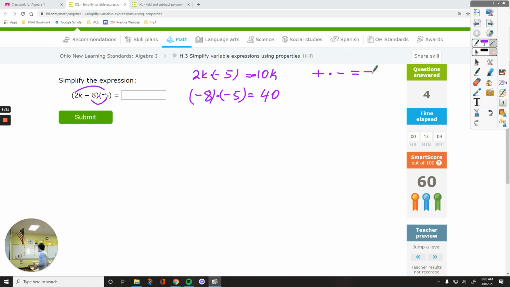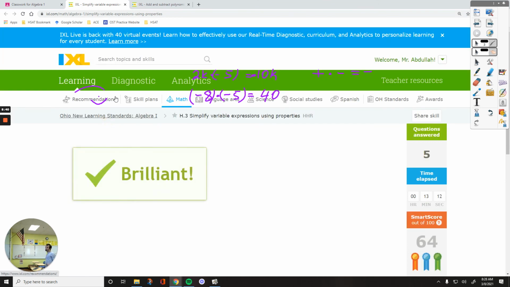Yeah, negative 10k plus 40 is going to be our answer. Negative 10k plus 40 is going to be the answer to this question.